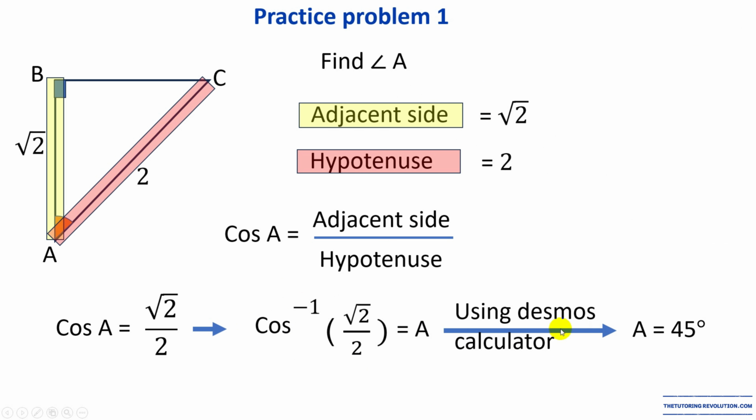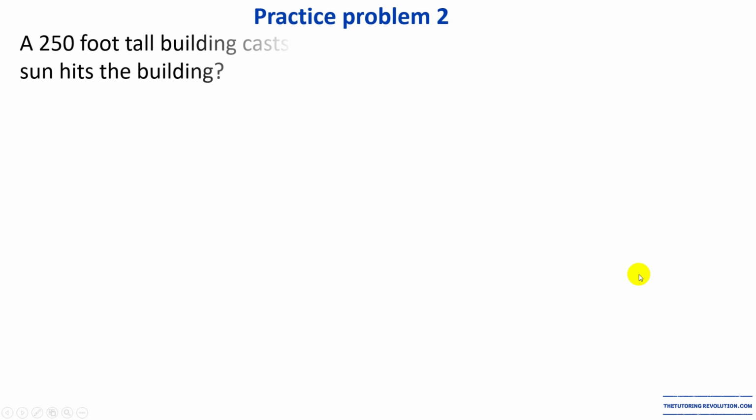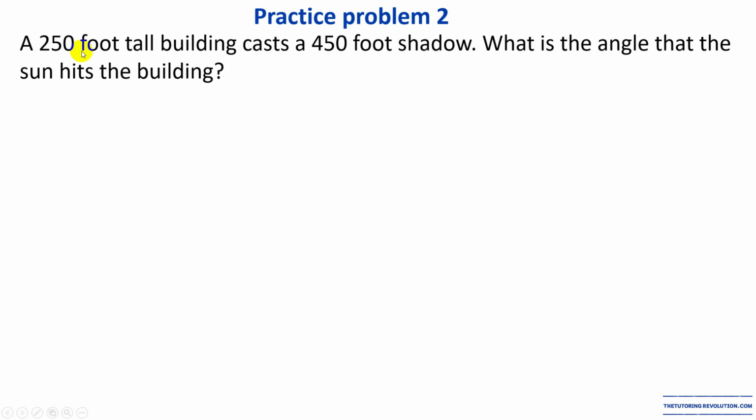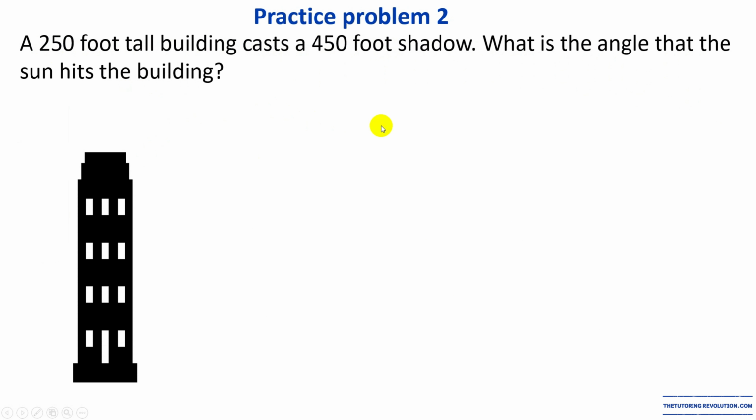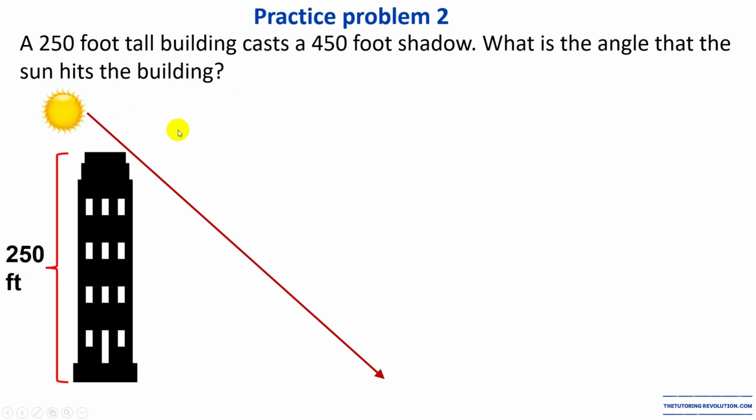So we finished this first problem. Let's go into the second practice problem. They say a 250-foot tall building casts a 450-foot shadow. What's the angle that the sun hits the building? So that's the building, which is 250 feet tall. That's the sun ray. And this is the shadow, which is 450 feet in length.